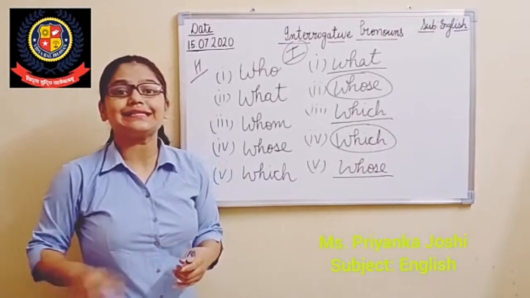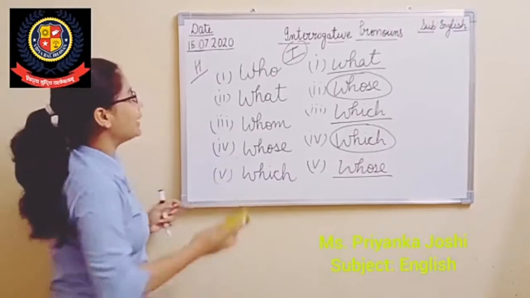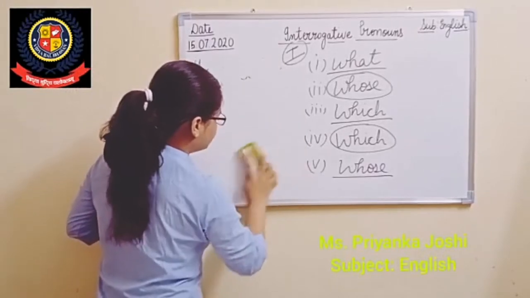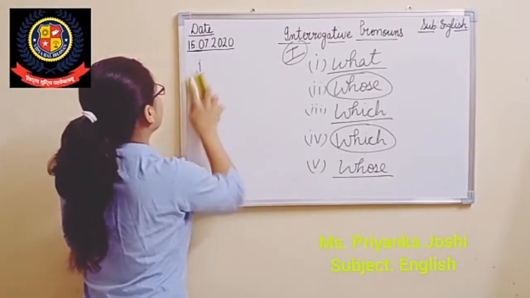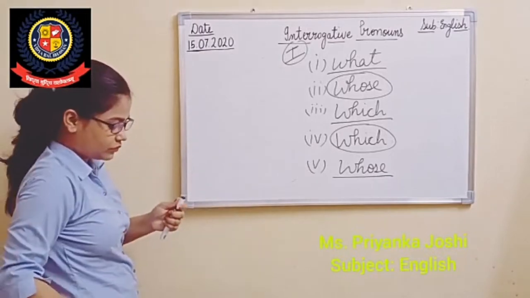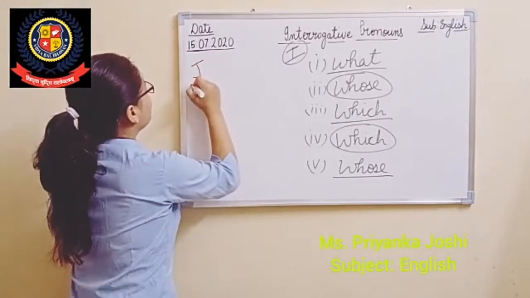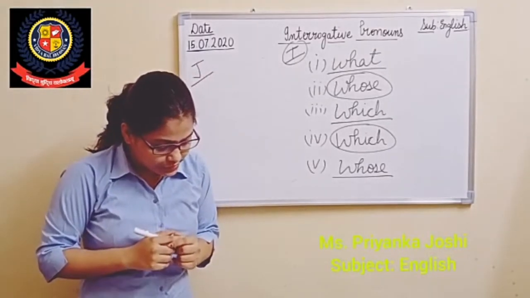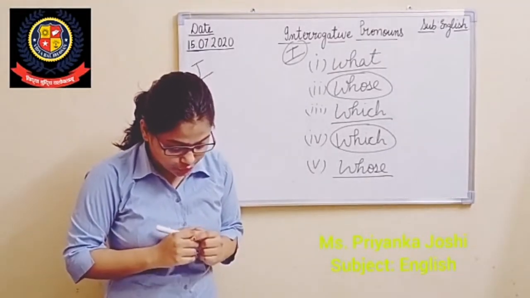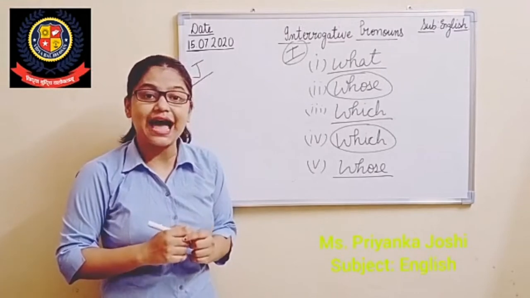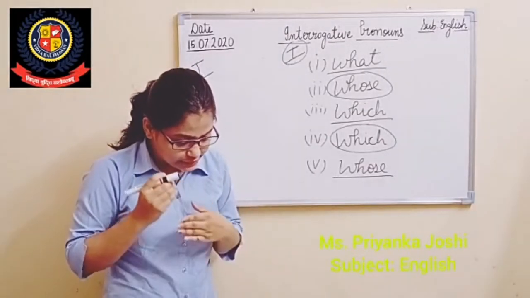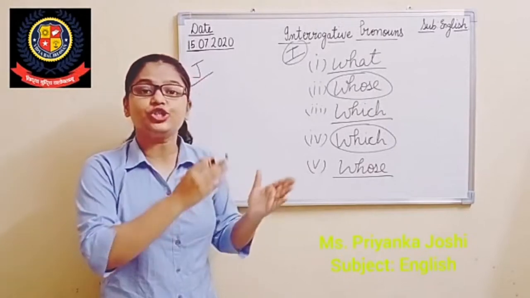Now come to exercise number J. Quickly come to exercise number J. We will be doing exercise number J. Write questions using interrogative pronouns to get the given sentences as answers. If the answer is, Ajit's brother left the fridge open.